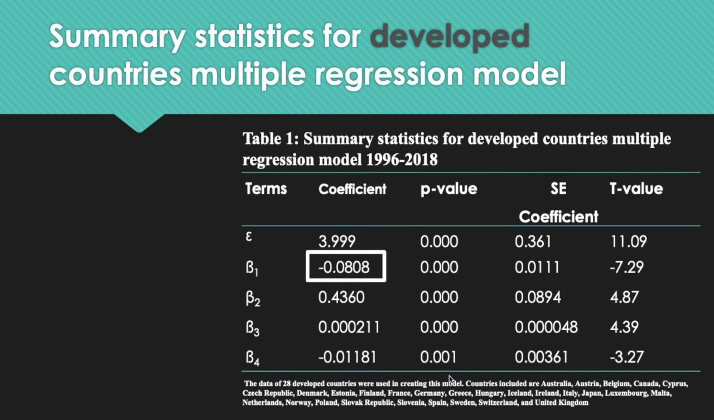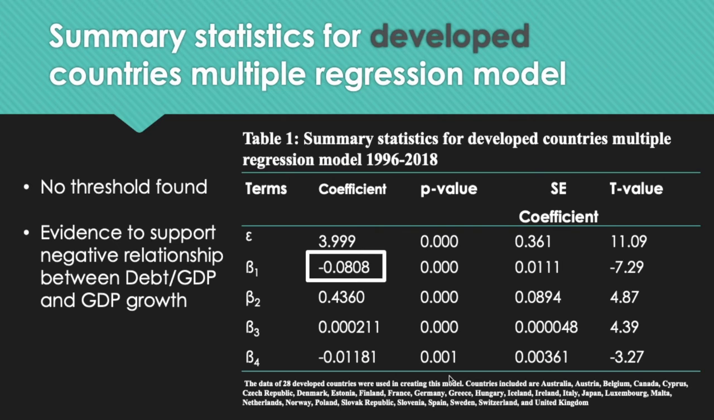Table 1 is a summary of statistics for the developed countries multiple regression model, including 28 developed countries from 1996 to 2018. Overall, there was no threshold found because the threshold predicted falls outside the range of normal data, so no threshold was found unless there be extrapolation. However, this model does give evidence of a negative relationship between debt to GDP and GDP growth rates.